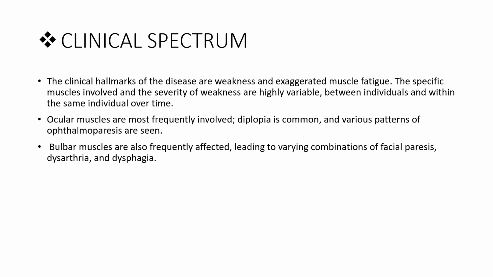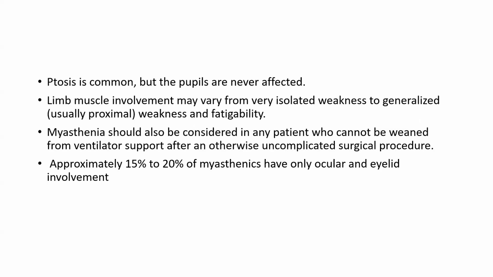About clinical spectrum, the clinical hallmarks of the disease are weakness and exaggerated muscle fatigue. The specific muscles involved and severity of weakness are highly variable between individuals and within the same individual over time. Ocular muscles are more frequently involved, diplopia is common, and various patterns of ophthalmoparesis are seen. Bulbar muscles are frequently affected, leading to varying combinations of facial paresis, dysarthria, and dysphagia. Ptosis is common, but pupils are never affected.